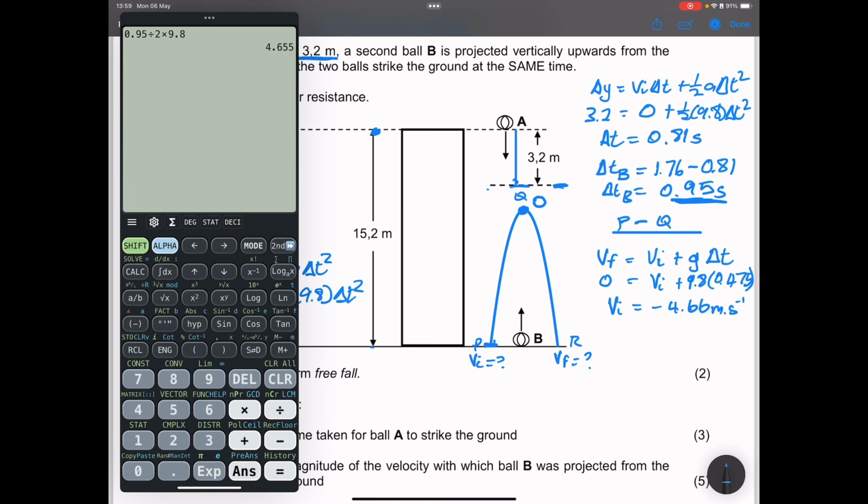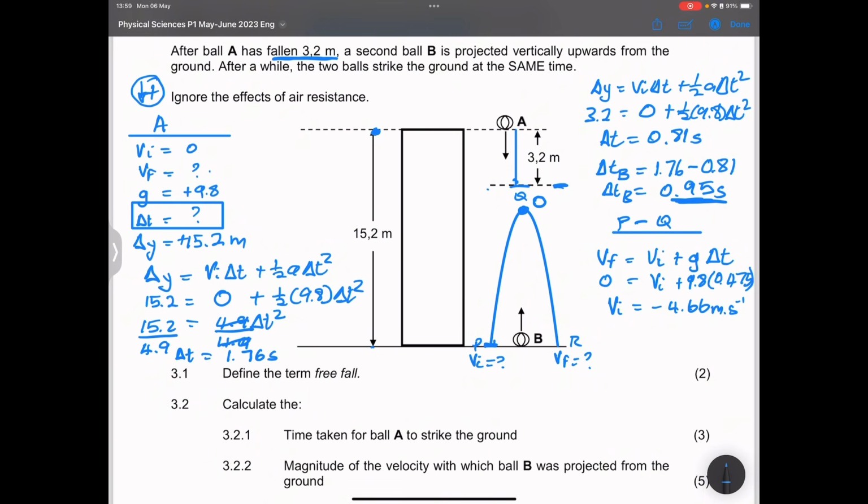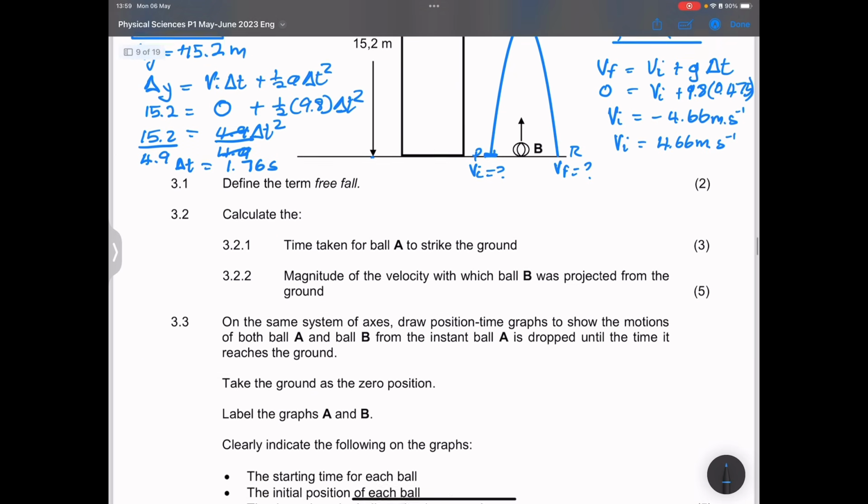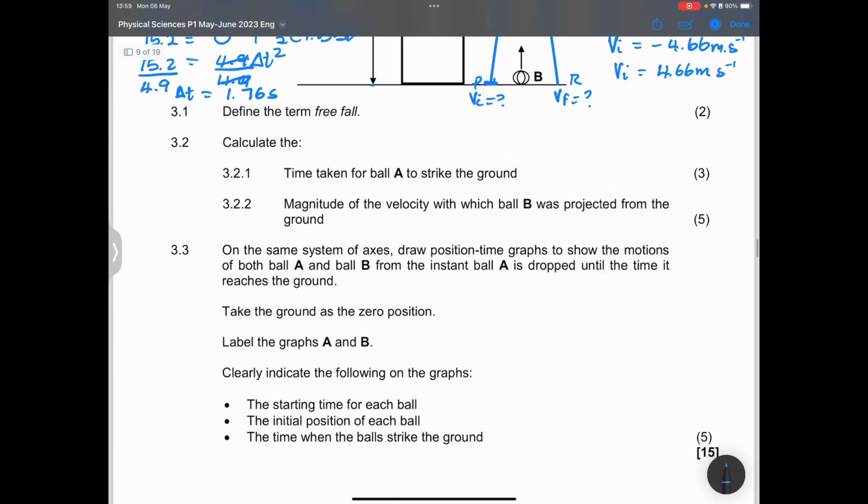By the way, why is my answer negative? Because in that case, it was going up. And so as a result, they just said the magnitude of it, so that would be 4.66 meters per second. But we know that it was going upwards and its velocity was initially negative, right? Okay, let's go on to the next point.